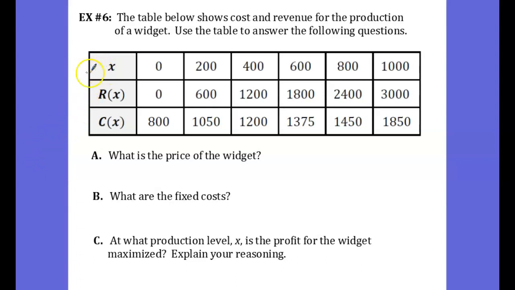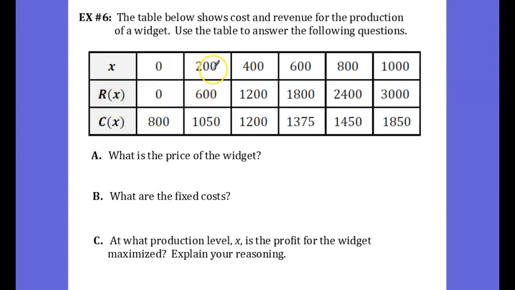X is the number of widgets produced. R of X is the revenue function. C of X is the cost function. So think about the revenue function. The revenue function is equal to the number of items produced times the price per item. So to find the price, all I really have to do is take revenue and divide by the number of items produced. We can't do this for 0 items produced. We can't divide by 0, and this would be an indeterminate form.